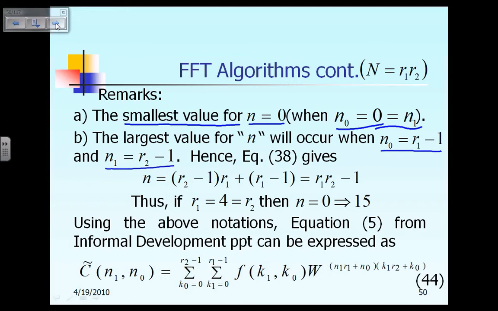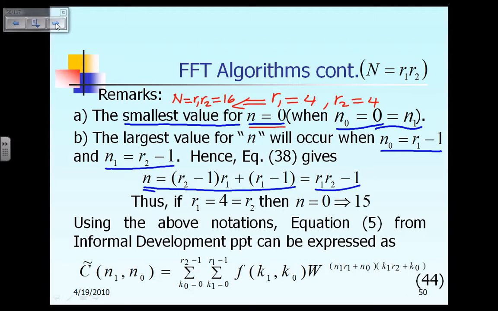Because based on N0 equal to R1 minus 1 and N1 equal to R2 minus 1, we can plug into the formula for N, and after you expand this formula, it will become R1 times R2 minus 1. Which is obviously true because in this particular chapter, if you remember, we consider R1 equal to 4 and R2 also equal to 4. So that basically means the value of capital N, R1 times R2, is equal to 16. 4 times 4 is 16. And because capital N is equal to 16 data points, the smallest value of the index N you can have will be 0, corresponding to N0 equal to 0 and N1 equal to 0.